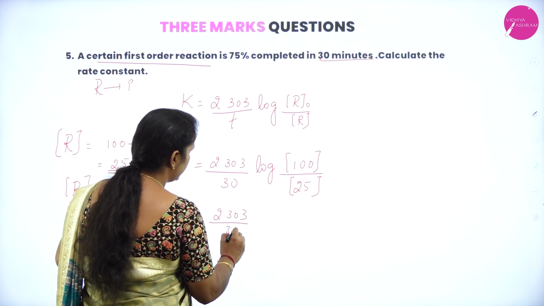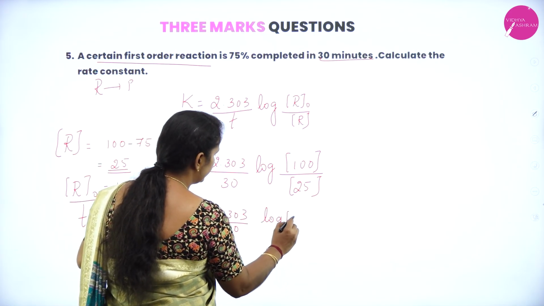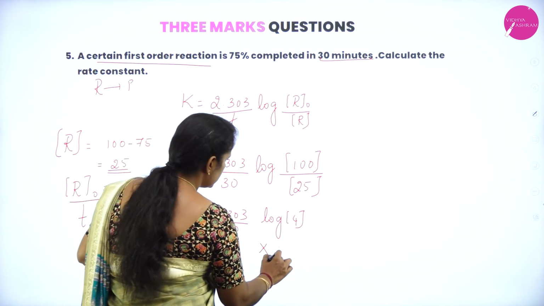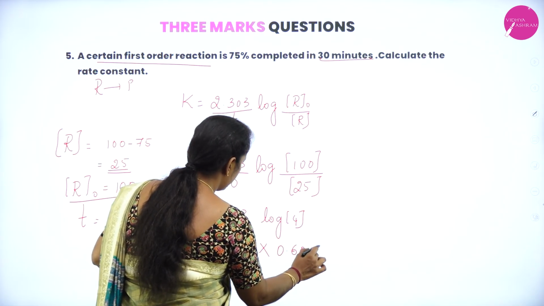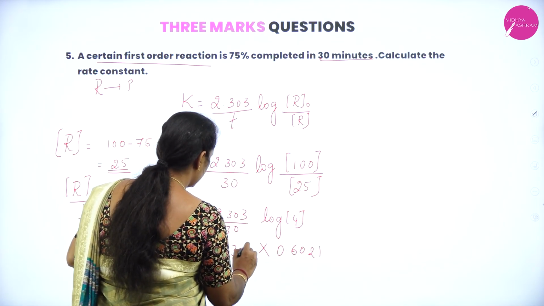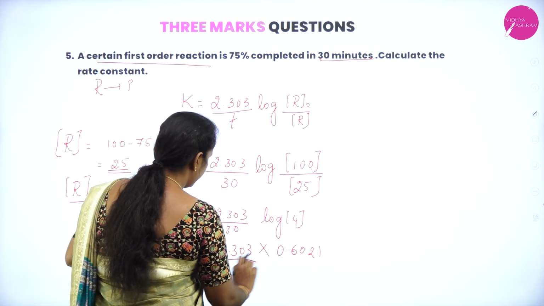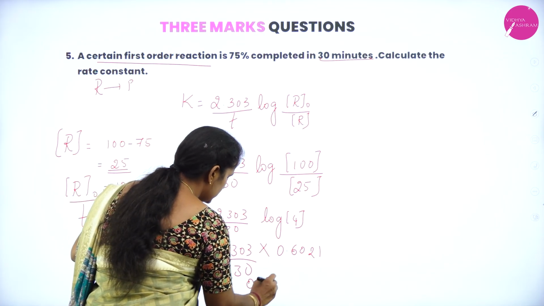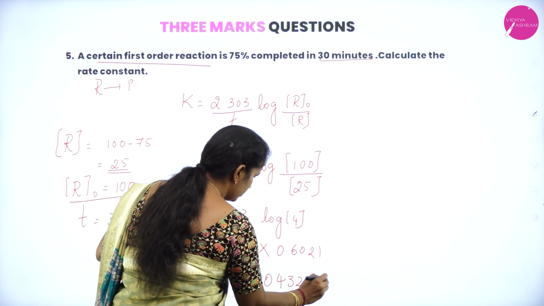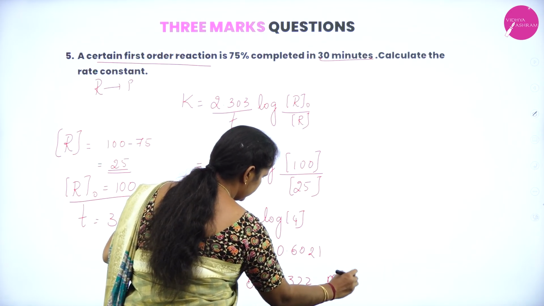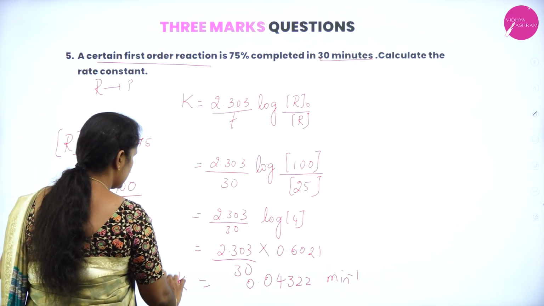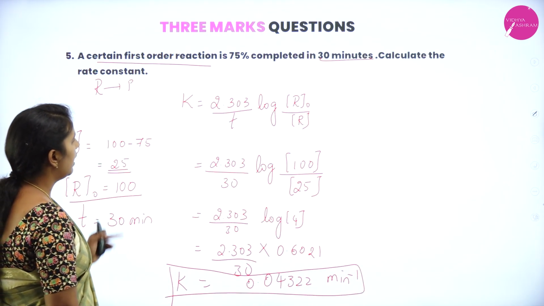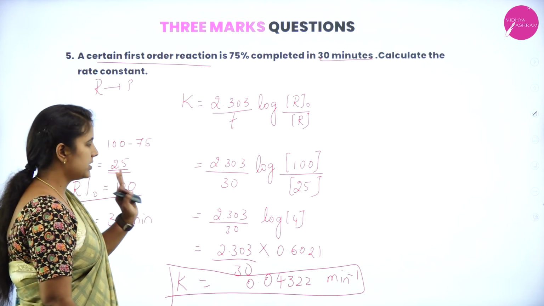So 2.303 divided by 30 into log of 4. The log 4 value is 0.6021. Multiply that by 2.303 and divide by 30, and you get 0.04322 per minute. This is the final answer. This is how to write the formula and the substitution.